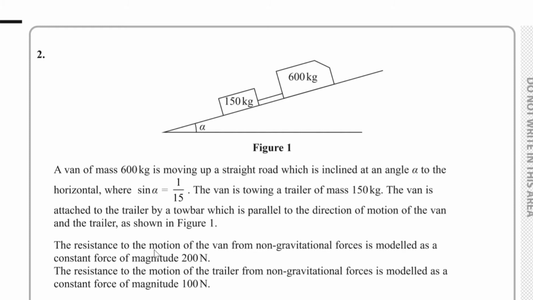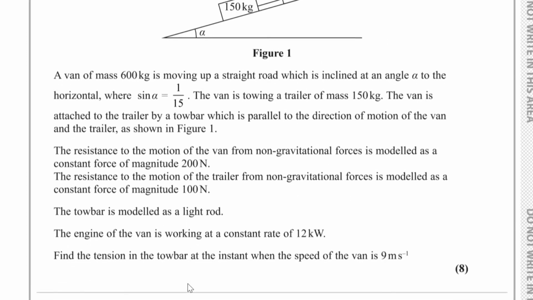The resistance to the motion of the van from non-gravitational forces is modelled as a constant force of magnitude 200 newtons. The resistance to the motion of the trailer from non-gravitational forces is modelled as a constant force of magnitude 100 newtons. The tow bar is modelled as a light rod. The engine of the van is working at a constant rate of 12 kilowatts. We have to find the tension in the tow bar at the instant when the speed of the van is 9 meters per second.